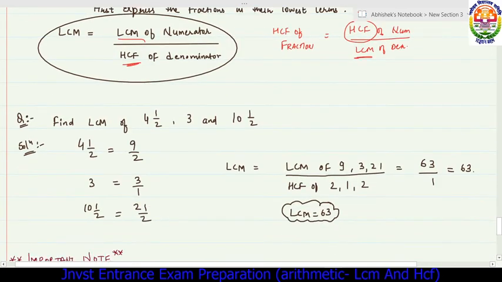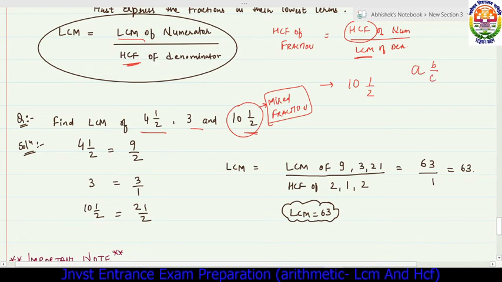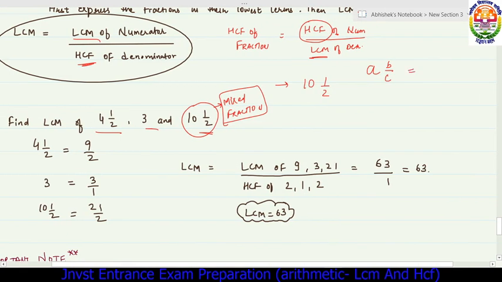Here there is a number called a mixed fraction. How do we solve a mixed fraction? For example, 10 1 by 2. A mixed fraction is written in the form A B by C. To solve it, you write A into C, afterwards B is added, and it is divided by C. Take the example 10 1 by 2: A into C, 10 into 2, 20. 20 plus 1, 21 by 2.